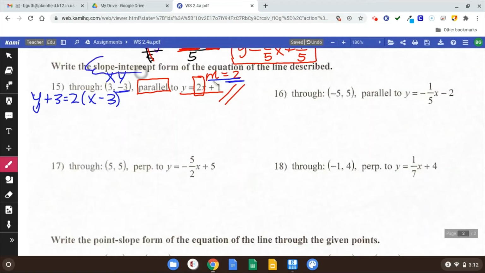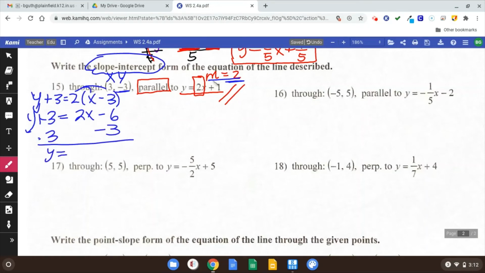We want slope-intercept form, so we need to make this look like mx plus b. I'm going to distribute the 2. So y plus 3 equals 2x minus 6. And then subtract the 3 to get y by itself. Y equals 2x minus 9. Done.